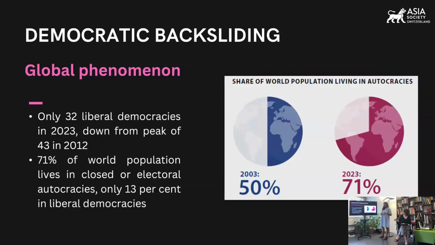I'm sure everybody here is quite well aware that there is a global phenomenon of democratic backsliding. And the figures are really quite astonishing. After the end of the Soviet Union, there was a wave of democratization, which eventually led to a peak of 43 liberal democracies in 2012. And that number is down to a surprising 32 in 2023. And only 13% of the global population currently lives in a liberal democracy. So this is very much a global trend of backsliding.